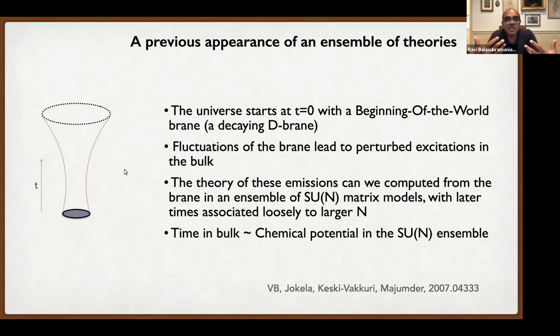There's an explicit computation, for example, in this paper with Niko Jokela, Keski-Vakkuri, and Majumdar, that shows that the theory of the emissions from this beginning of the world brane can be computed explicitly. It's a detailed and explicit calculation in an ensemble of SU(N) matrix models. So that's an ensemble of theories. In that construction, later times are associated very loosely to larger N, and very loosely, time in the bulk is associated to the chemical potential of the SU(N) ensemble. So as you titrate the chemical potential, you're calculating quantities associated to later and later times in this bulk space-time. That's the one previous time that I've actually seen an ensemble of theories appear.